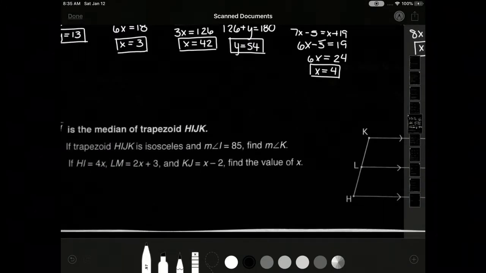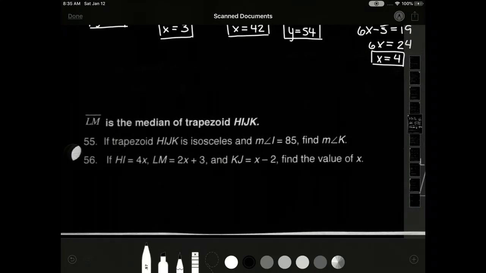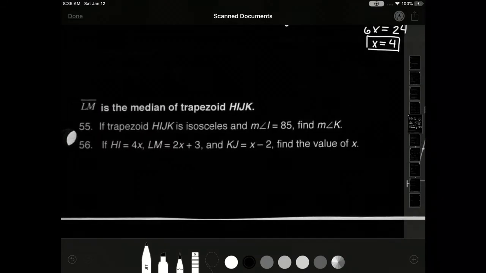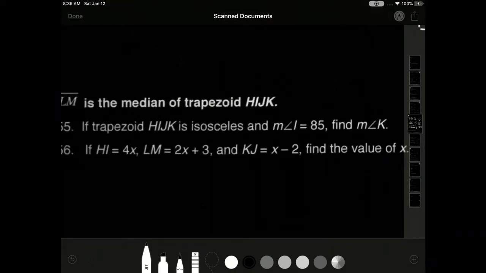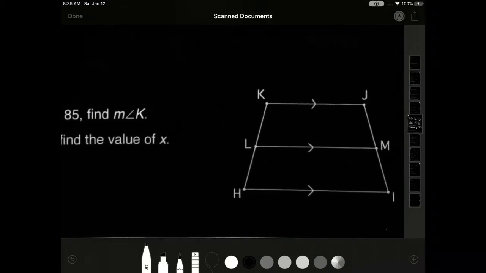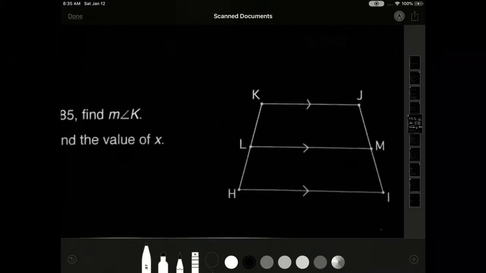The last little bit on this page, we're told that LM is the median of the trapezoid. Now, if we take a look at the trapezoid, that means that those three lines are all parallel. So the first problem, we're told in trapezoid HIJK, it's isosceles, and the measure of angle I is 85, and we want to find K. So the measure of angle I is 85, that's over here. And we want to find K in the opposite corner.